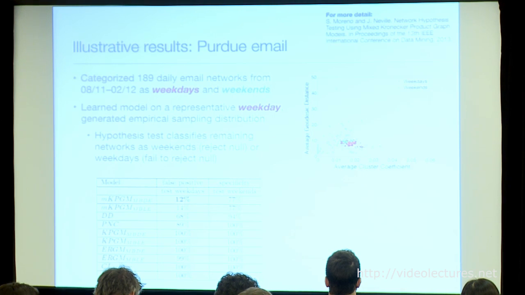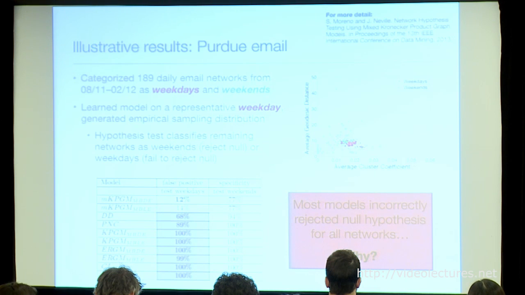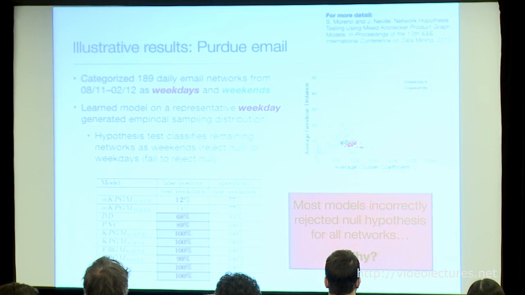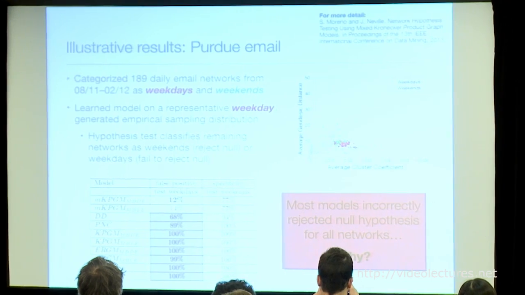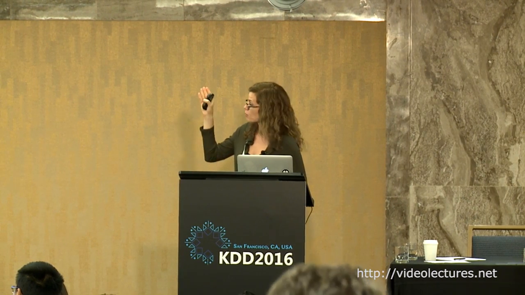So when we applied the hypothesis testing, we measured how many times we correctly rejected the null and correctly accepted the null based on the weekend versus weekday idea. And I'm not going to tell you all the details of all of these models. I'll point you to this paper if you want to see more details. But the finding I want to point out here is this first column where it says false positives. This is how many times the model incorrectly rejected the null for a weekday and said, no, this looks significantly different than this weekday I learned the model from. And so we see these unacceptably high levels of false positives here, from a range of different models.